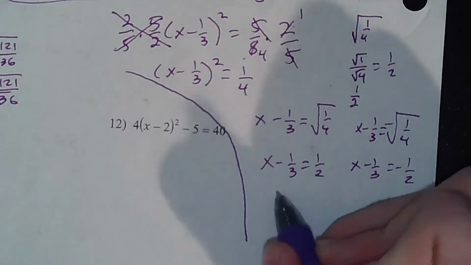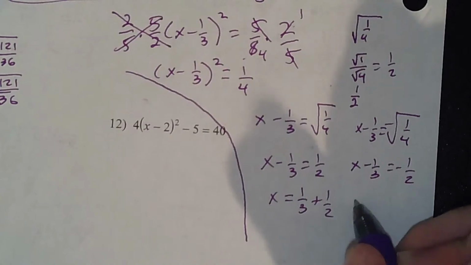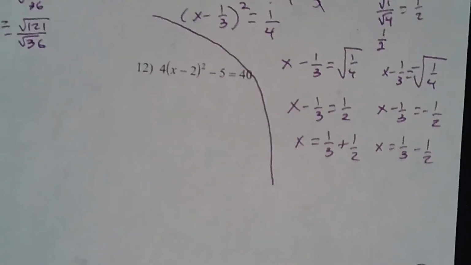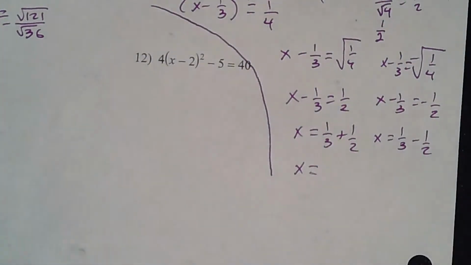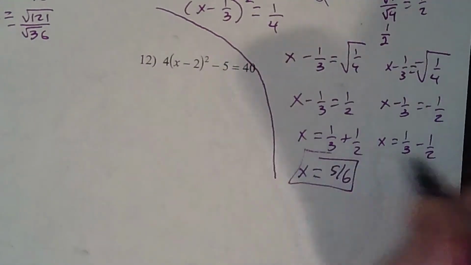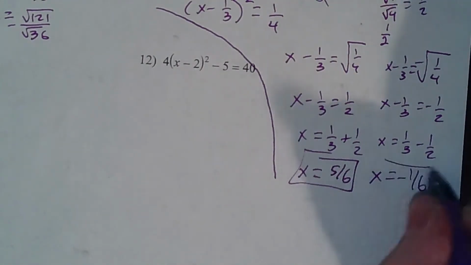Adding on both sides of the equation, finally, we're going to get x equals 1 over 3 plus 1/2, and x equals 1 over 3 minus 1/2. Use your calculator to your advantage. Again, use that same fraction button. Use your Wolfram Alpha, whatever it is that you want to use, and we can get 5 divided by 6 here. And if you do it on this one, you'll get negative 1 over 6.